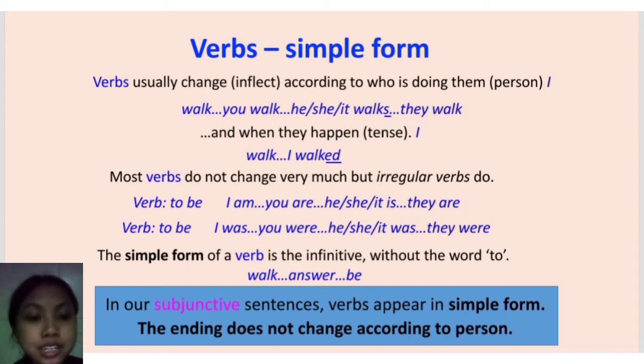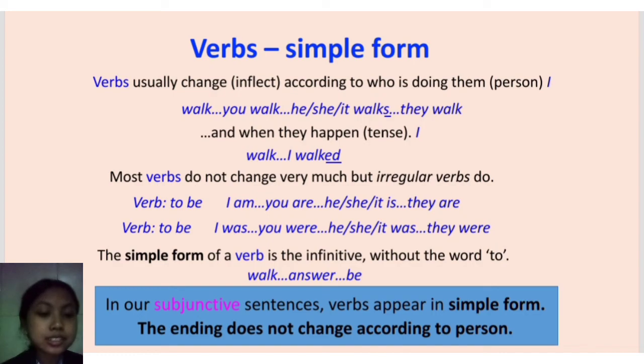Most verbs do not change very much, but irregular verbs do. For the present, the verb to be: I am, you are, she, he, it is, and they are. For to be in the past: I was, you were, she, he, it was, and then they were. The simple form of a verb is the infinitive without the word to. So it could be just walk, answer, and be. In the subjunctive sentences, verbs appear in simple form. The ending does not change according to person.